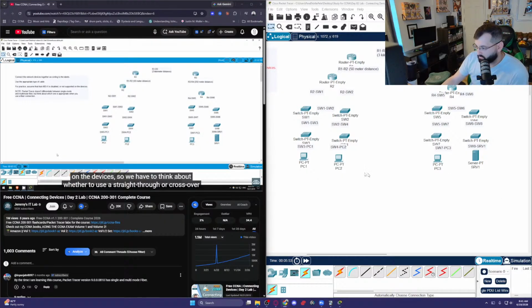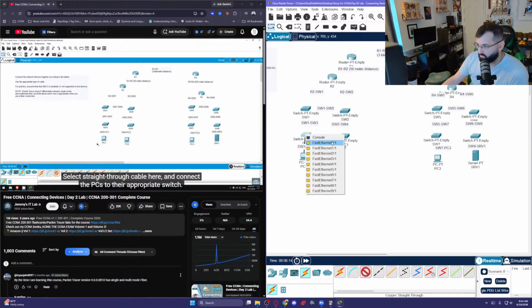For the purpose of this lab, we're assuming that auto MDIX is disabled or not supported on the devices, so we have to think about whether to use a straight-through or a crossover copper cable. PCs transmit data on pins 1 and 2 and receive data on pins 3 and 6. Switches are the opposite. They transmit data on pins 3 and 6 and receive data on pins 1 and 2. So, we can use a straight-through cable to connect all of these PCs, as well as server 1, to the switches. Select straight-through cable here and connect the PCs to their appropriate switch.